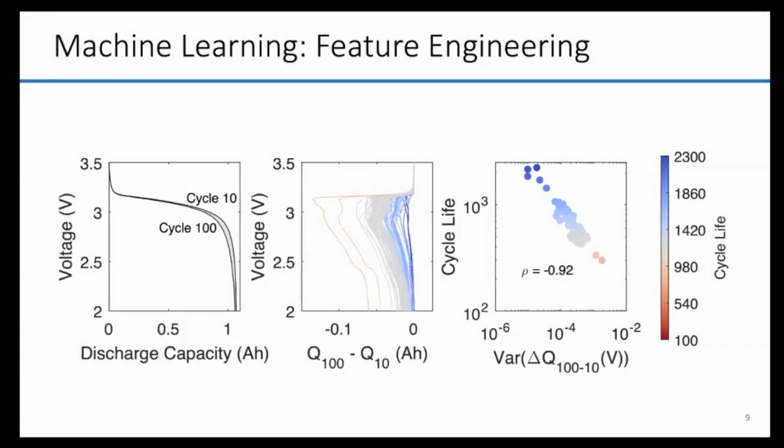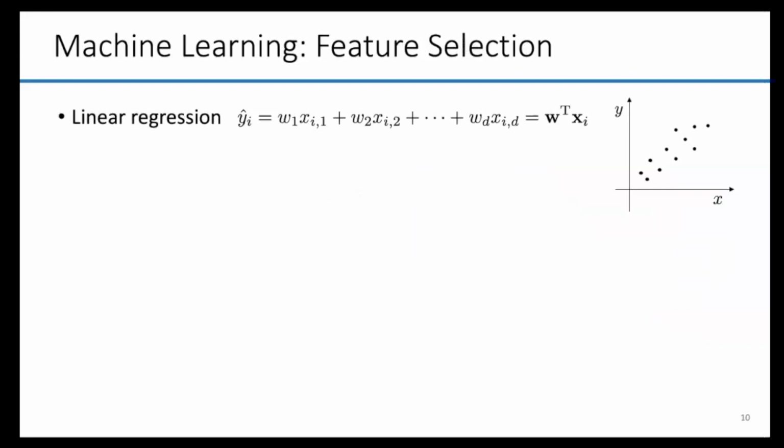Can we propose other features and see what the results are? And that's where the machine learning comes in. So I want to introduce feature selection as a machine learning problem, and I'd like to start with a quick review of linear regression.